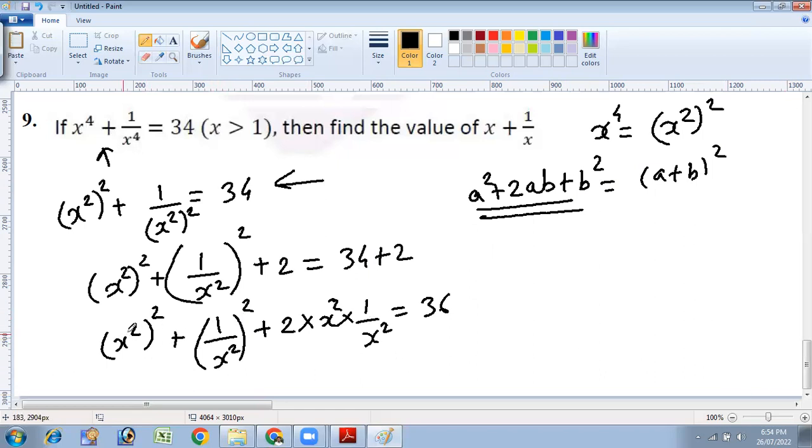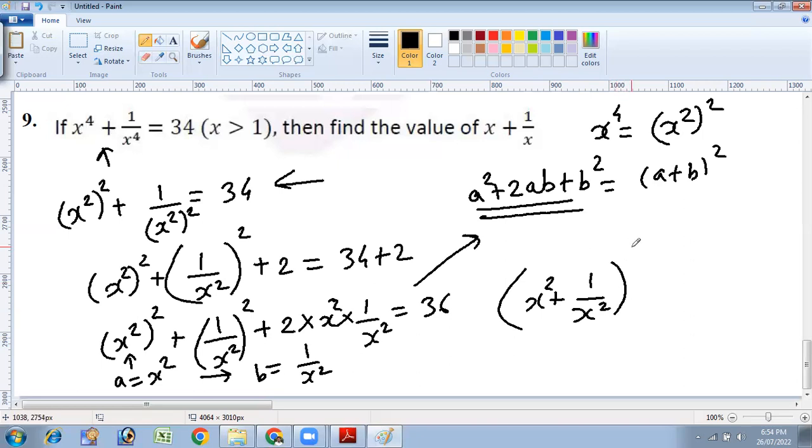Tell me, what is your a? This will be your a. A means x square, and b, what we can say, 1 upon x square. So simply from this, comparing with this identity, we can say it is (x square plus 1 upon x square) bracket square is equal to this 36, means 6 sixes are 36, 6 square.